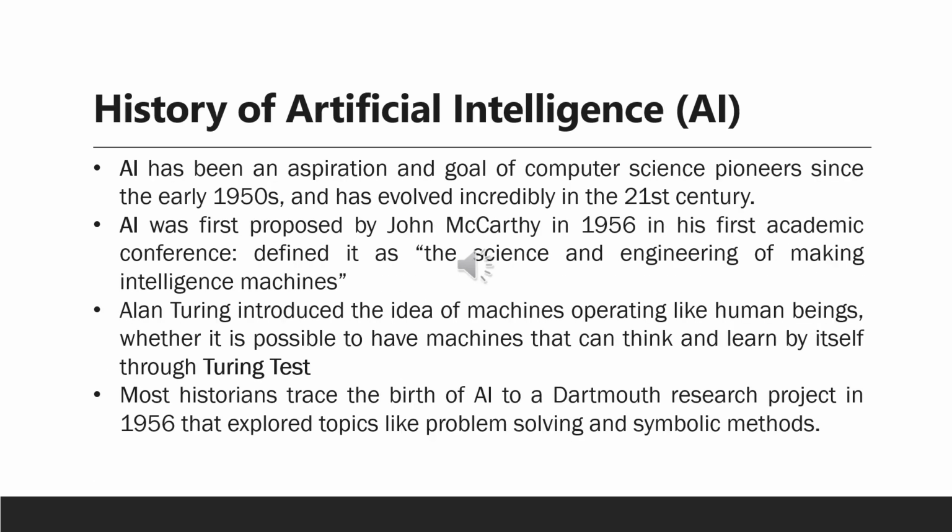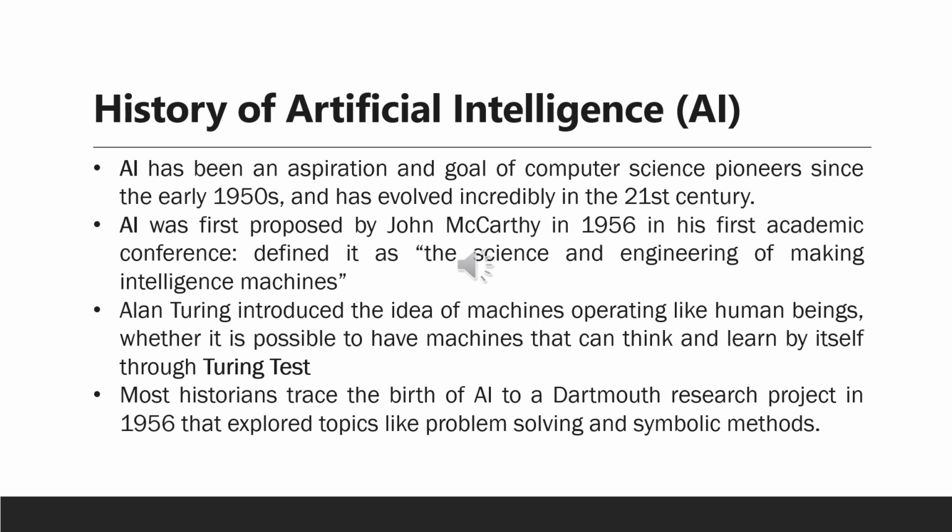The next on our slide is the history of artificial intelligence. AI has been an aspiration and goal of computer science pioneers since the early 1950s and has evolved incredibly in the 21st century. And that could be discussed under the generations of computers, where we know the fifth generation of computers is expected to use, or uses, artificial intelligence. And that gives the idea of a machine that thinks, which can be dated back to ancient Greece.